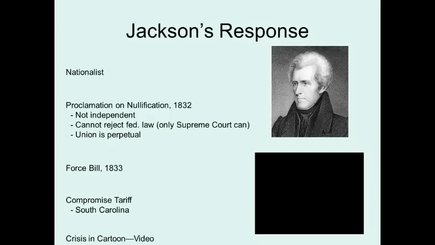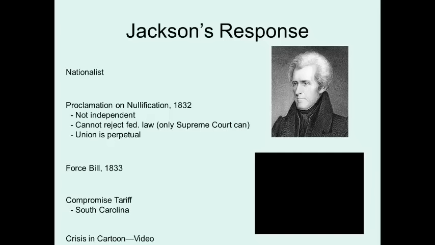But remember, at heart, Jackson is a nationalist. At heart, Jackson doesn't really want to fight. And so, he does offer South Carolina a face-saving way out. He offers them a way to back down and still not look bad. And so, at Jackson's urging, Congress will pass a compromise tariff. This compromise tariff lowered the tariff. And this new tariff went into effect the same day as the Force Bill.